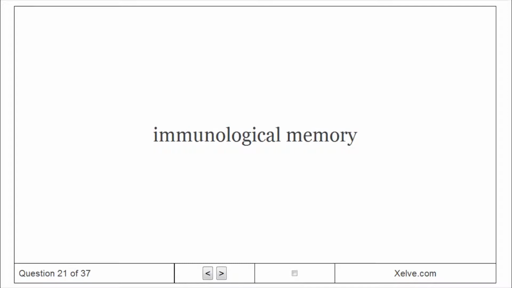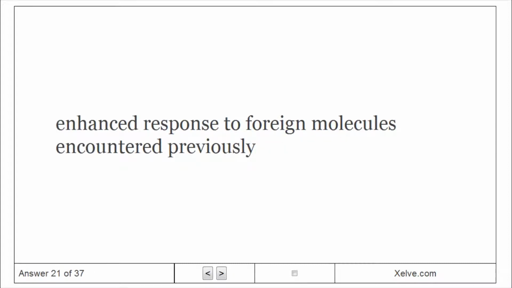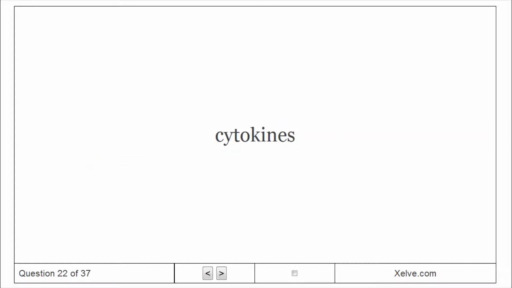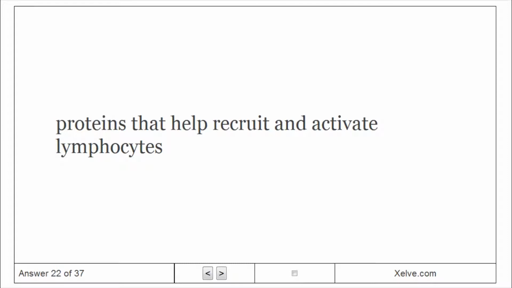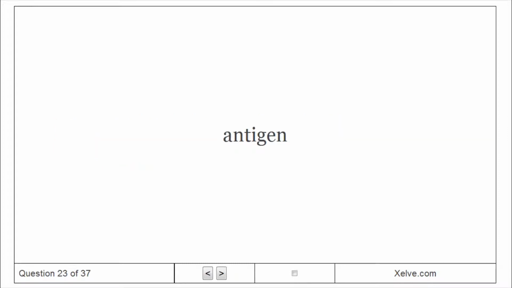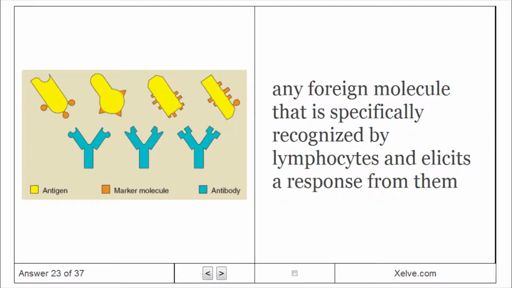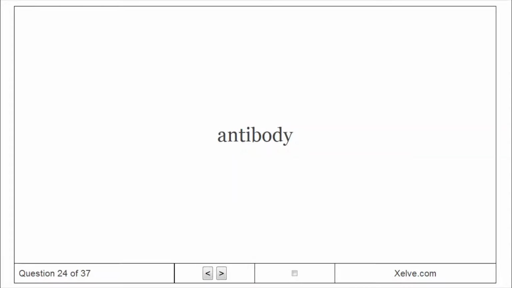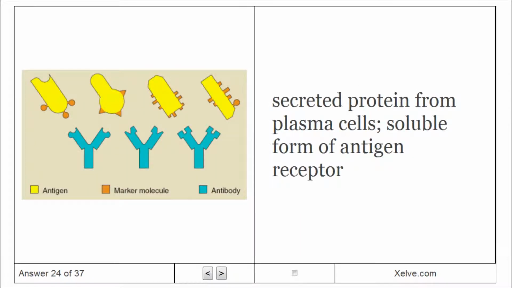Immunological memory. Enhanced response to foreign molecules encountered previously. Cytokinase. Proteins that help recruit and activate lymphocytes. Antigen. Any foreign molecule that is specifically recognized by lymphocytes and elicits a response from them. Antibody. Secreted protein from plasma cells, soluble form of antigen receptor.